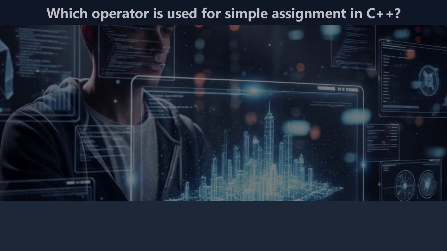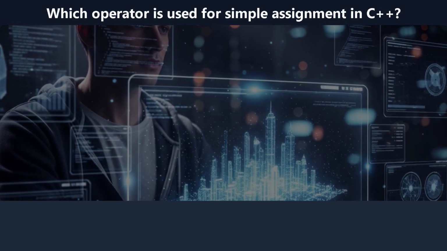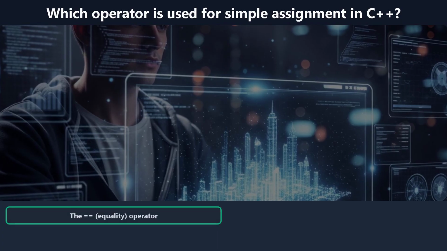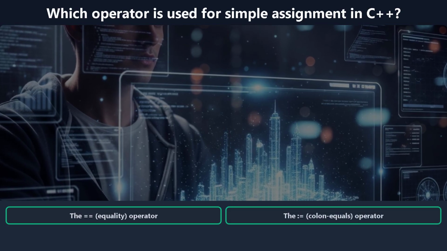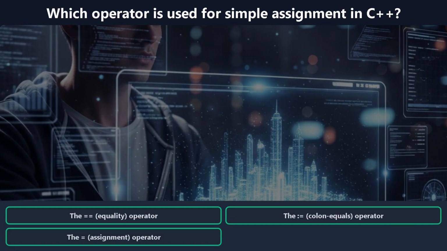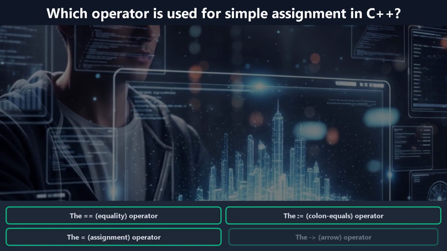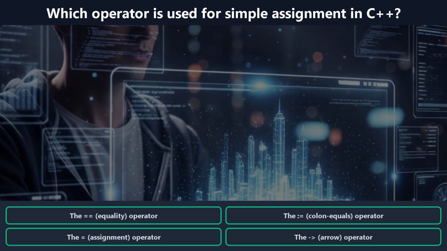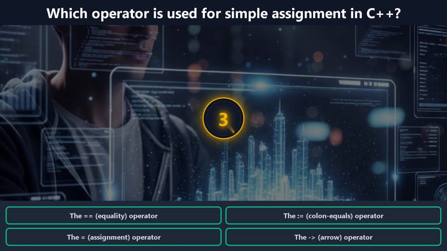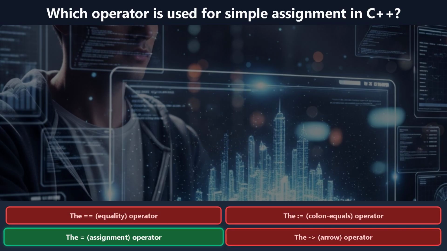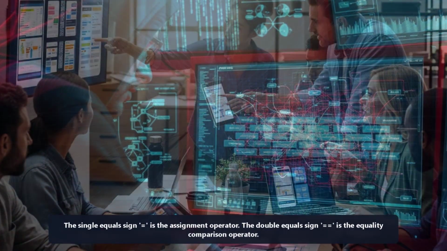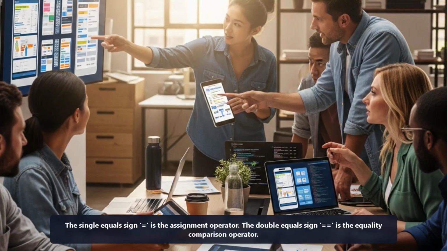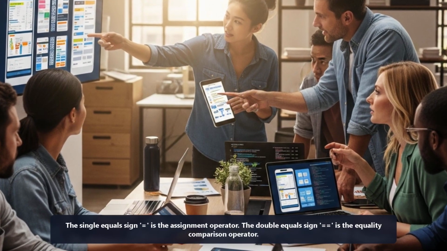Which operator is used for simple assignment in C++? The equality operator. The assignment operator. The dash arrow operator. The assignment operator. The single equals sign is the assignment operator. The double equals sign is the equality comparison operator.